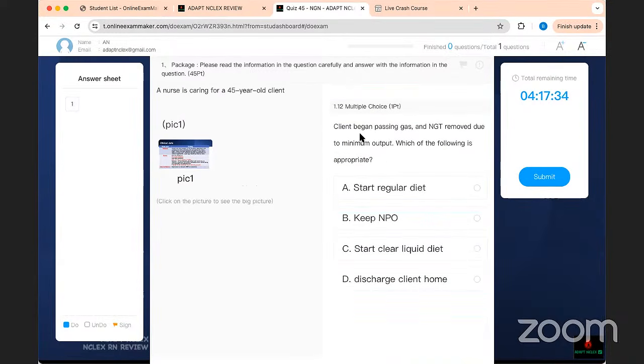And finally, client began passing gas and NG tube was removed due to minimal output. Which of the following is appropriate? Now, patient is passing gas, no more obstruction. NG tube output is minimal. We take it out. Do you want to start a regular diet? Keep the patient NPO? Start a clear liquid diet? Discharge the client home? What would you do? Patient has bowel function, so we should start a clear liquid diet. And this is the end of the case.